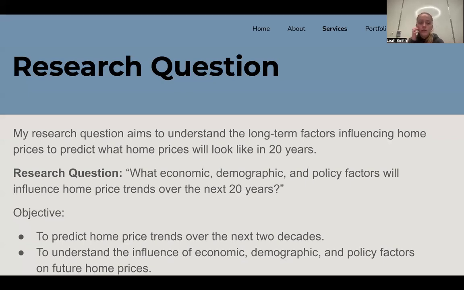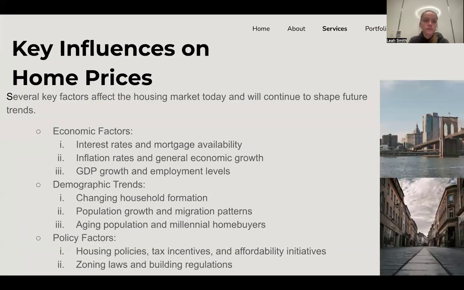And my objective was to predict home price trends over the next 2 decades and to understand the influence of economic, demographic, and policy factors on our future home prices. Some key influences on home prices were economic factors, demographic trends, and policy factors. All these factors affect the housing market today and will continue to shape the trends that we'll see in the next 20 years.